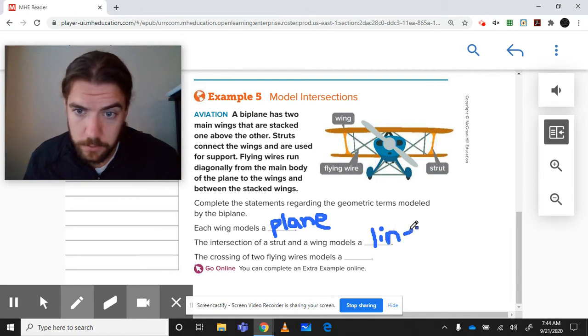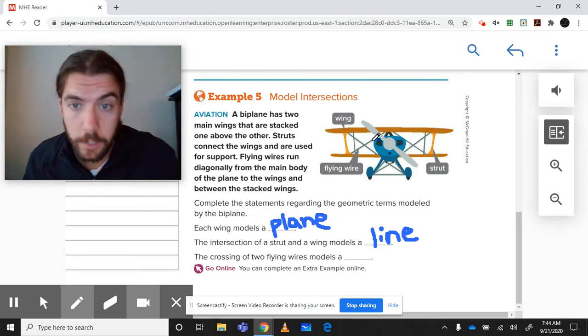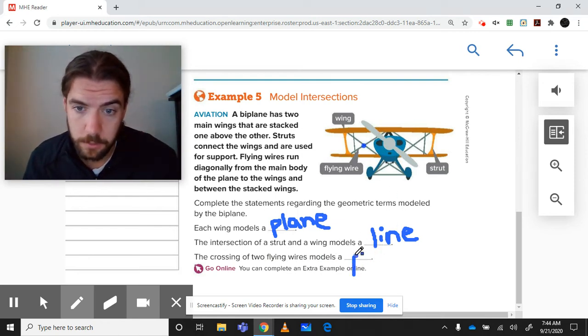You could just draw a straight line where the wing and the strut come together, going from the back of the wing to the front of the wing. Okay, the crossing of two flying wires, so when we cross over at a single point, well, we just call it a point. Right.